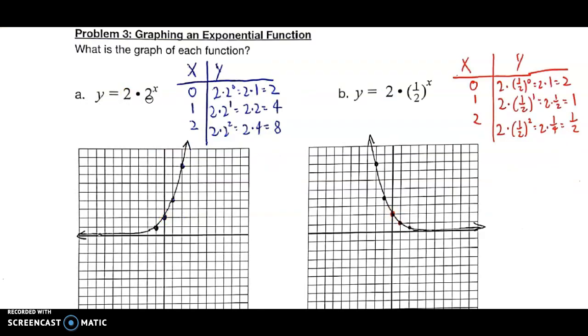And now that I'm adding in this growth factor, 2 to the x power, you could do this a couple ways. You could do it from a table, which I think is the best method if you're still getting used to these.